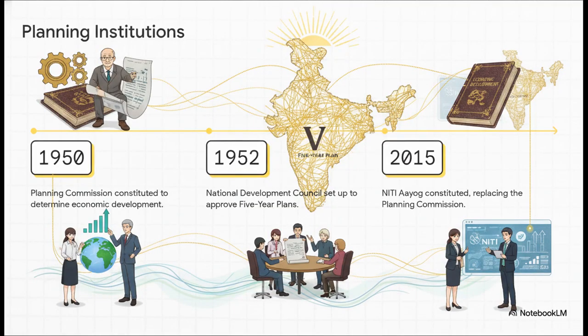Well, the Planning Commission was established in 1950 as that ultimate authority. By 1952, the National Development Council was set up to specifically approve their famous 5-year plans. And that institutional architecture completely dictated the rhythm of the Indian economy for over 6 decades, all the way until NITI Aayog took the reins in 2015.